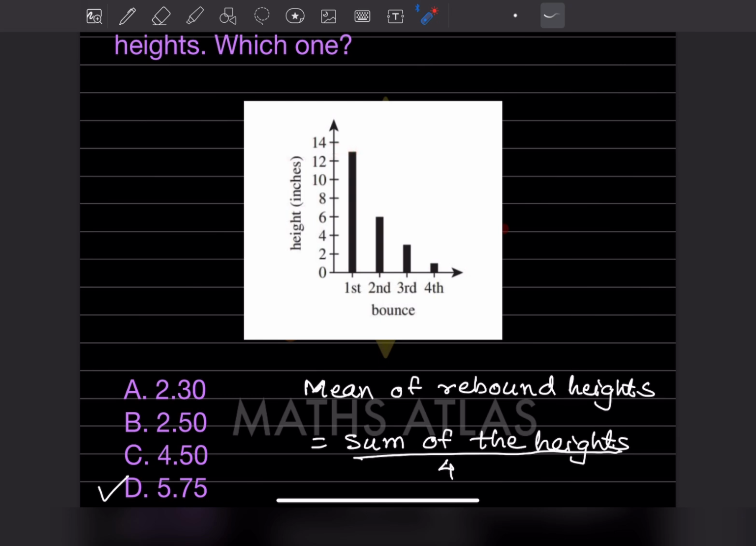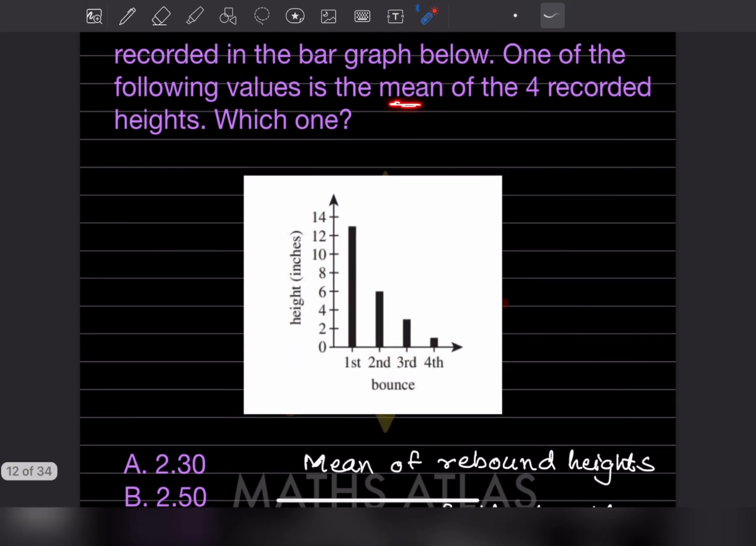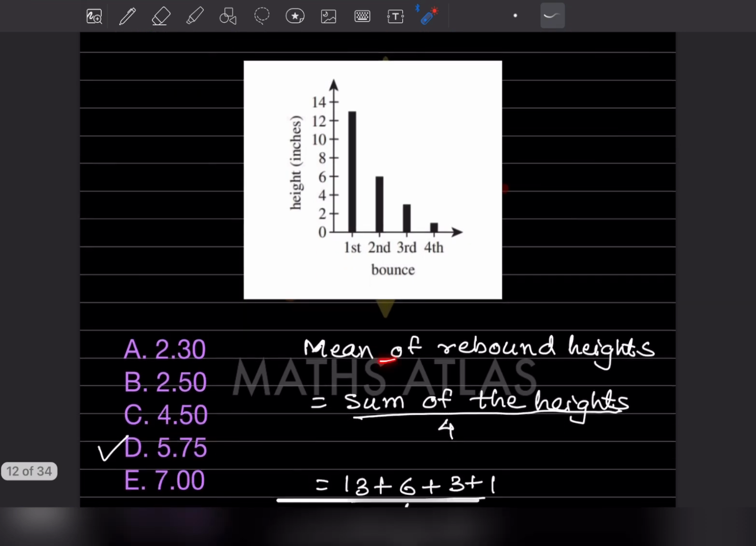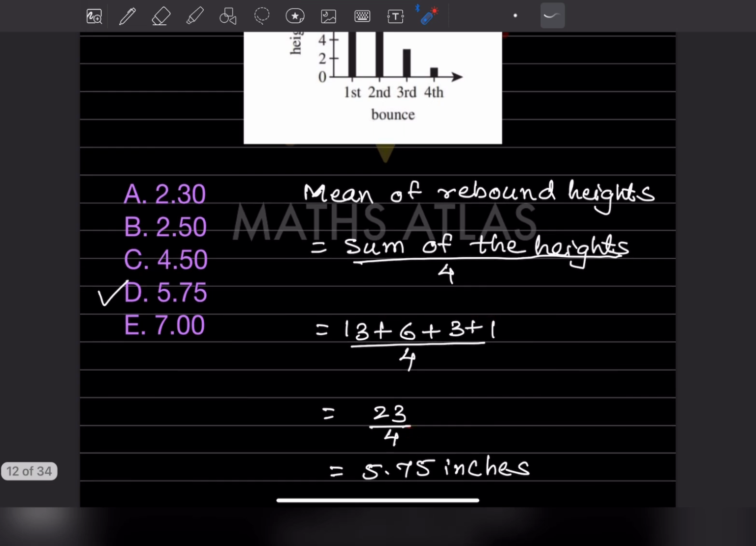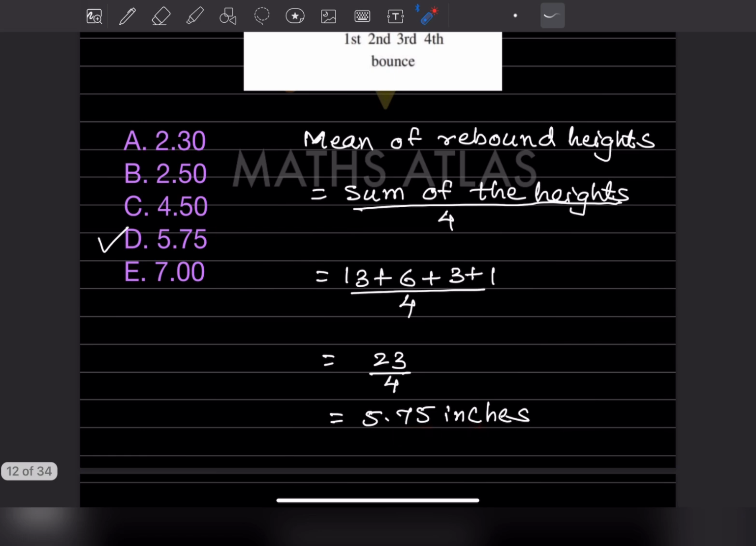Whenever we take out the mean, because they asked what is the mean of the 4 recorded heights, you have to add all of these and divide by the number of bounces. 1, 2, 3, 4. So you have to divide by 4. This is 13 plus 6 plus 3 plus 1 divided by 4. So this is going to be 23 divided by 4. When you divide 23 by 4, you get 5.75 inches. So this is the option.